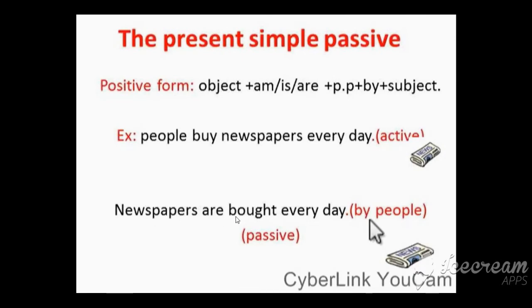Newspapers are bought every day. Newspapers is the object, followed by verb to be, followed by past participle of the verb, complement. So this is the passive form of the present simple passive in a positive form.